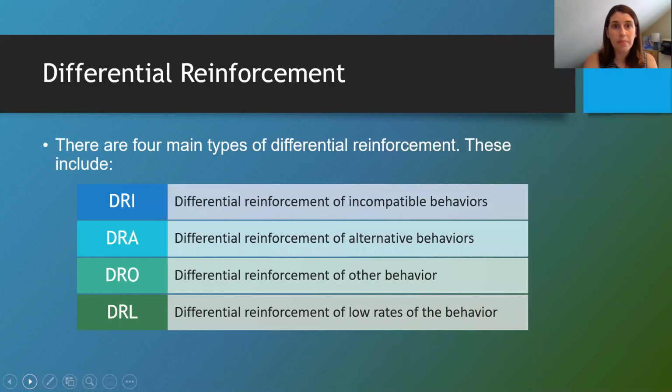There are 4 main types of differential reinforcement. These include a DRI, DRA, DRO, and DRL. We're going to break all of these down.